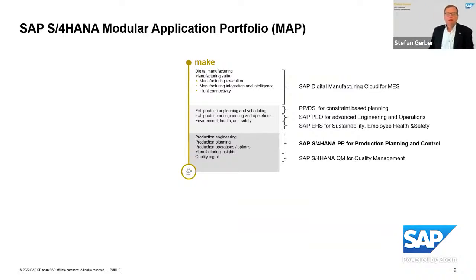Now we would like to have a closer look into our manufacturing column. The upper part with the digital manufacturing cloud, there were already SAP community sessions, also for the constraint-based planning, PPDS or PEO, production engineering and operations. We had separate sessions. Therefore, in this one, we would like to focus on the PP part, production planning and control. It's not, of course, only production planning. There are also some production order functionalities which rather go into the control or operations area.